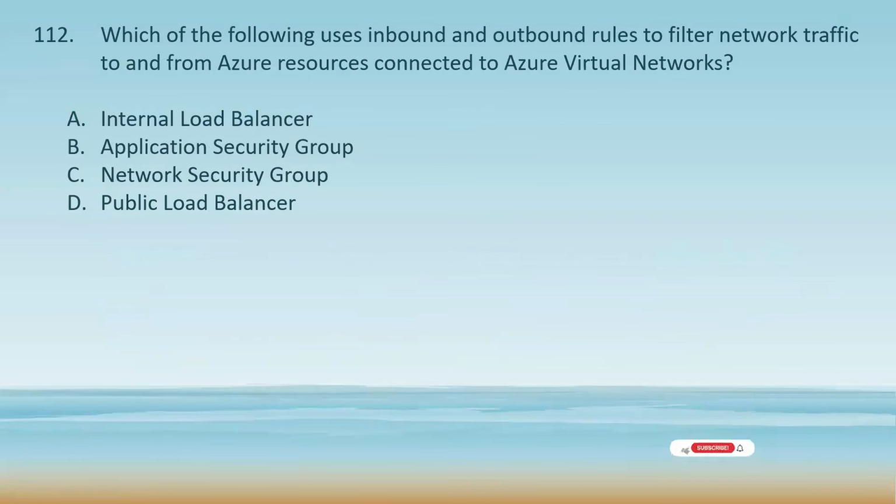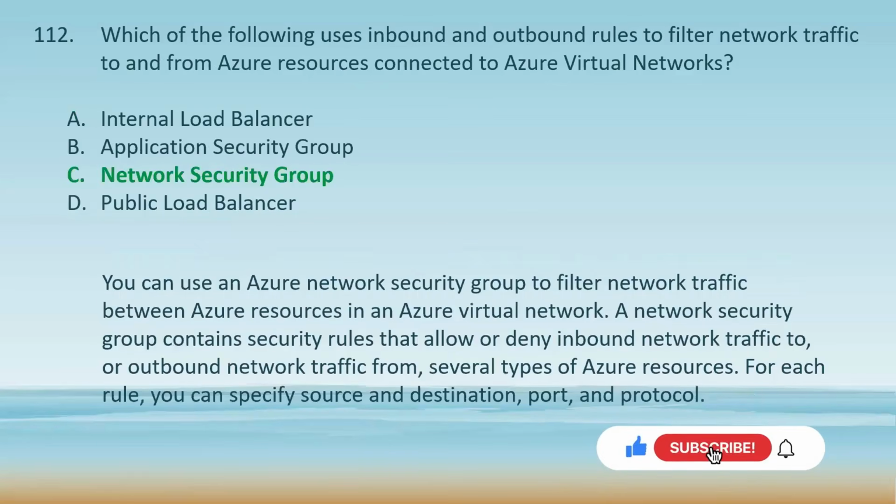Which of the following uses inbound and outbound rules to filter network traffic to and from Azure resources connected to Azure virtual networks? Your options are internal load balancer, application security group, network security group, public load balancer. The correct answer is network security group.